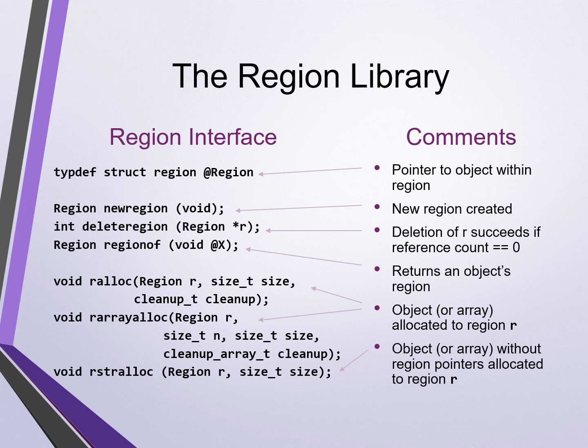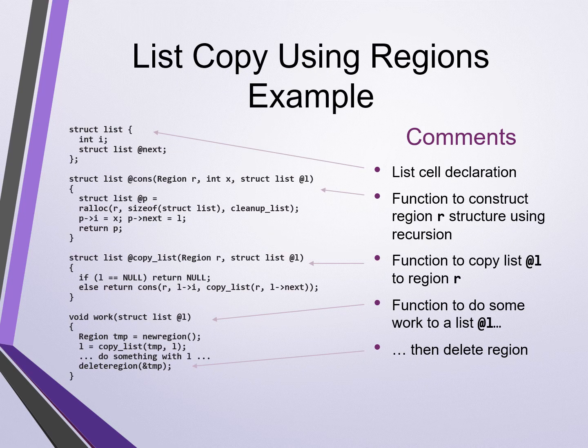The deletion succeeds if there are no references to the region in live variables or in other regions, like we previously discussed. This is an example of code that copies a list into a region, does something with it, then later deletes that region. The cleanup list function will be touched on in the next slide. I'm not going to get into much detail on this, but it's there if you want to take a look at it.